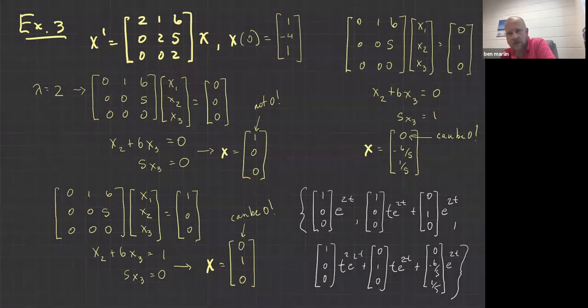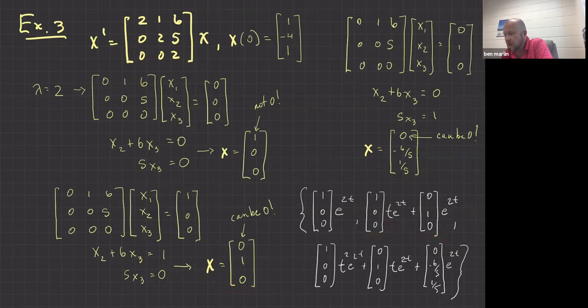And we start constructing solutions. The first solution is just eigenvector times e to the lambda t. So 1, 0, 0 times e to the 2t. The next one will have that 1, 0, 0 times a t e to the 2t. And then the first generalized eigenvector times the e to the 2t.